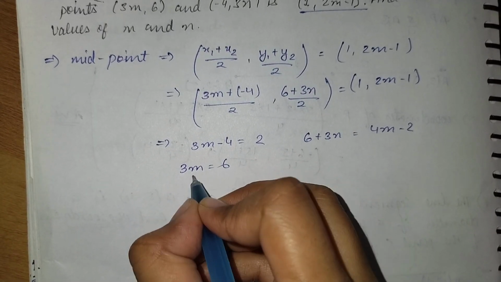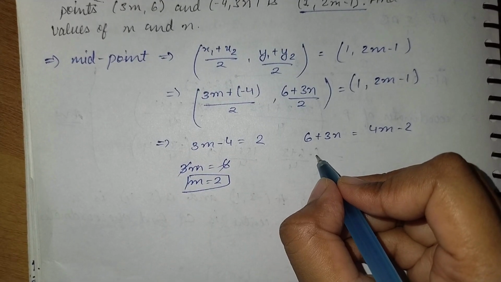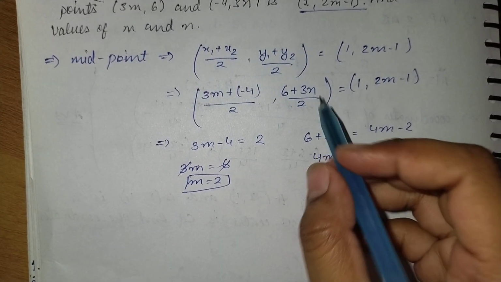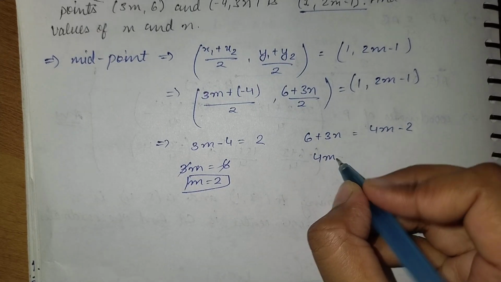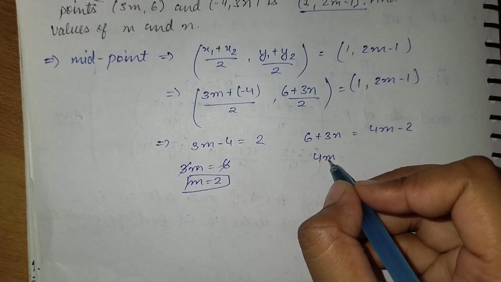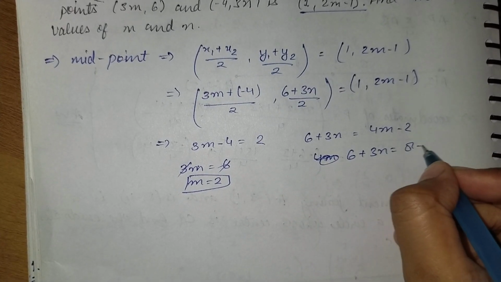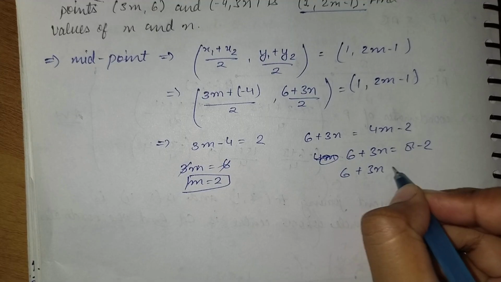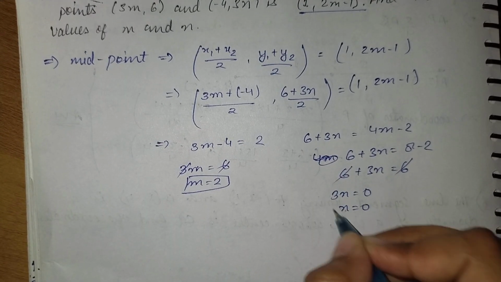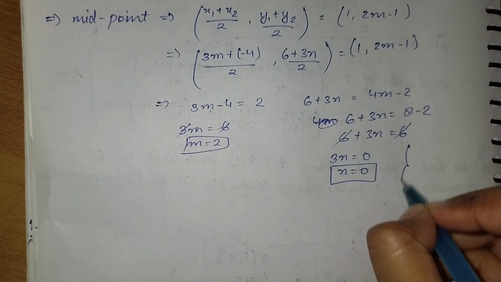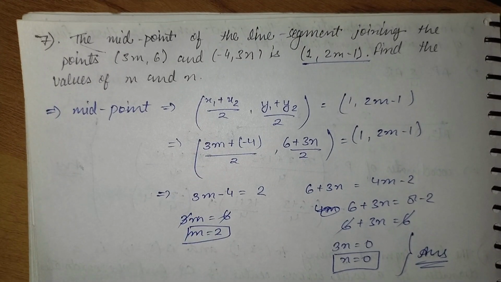3m will become 6, cancelling this part, m is equal to 2. And here, 6 + 3n = 4m - 2. So putting the value of m, we can solve it. So simply 6 + 3n = 4 into 2, which will become 8 - 2. 6 + 3n equal to again 6. This will be cancelled out. 3n = 0, means n is equal to 0. So the value of n in this question is 0, and the value of m is 2. And this is the final solution of question number 7 here.